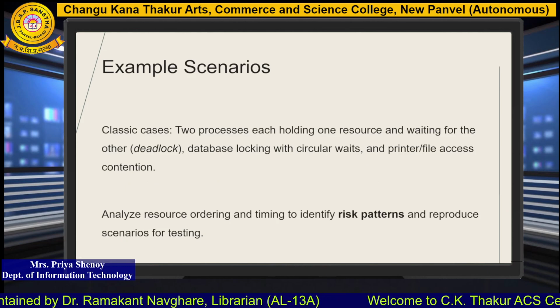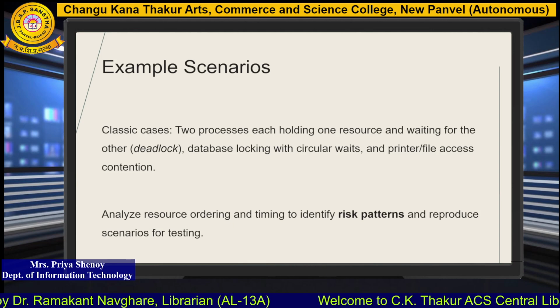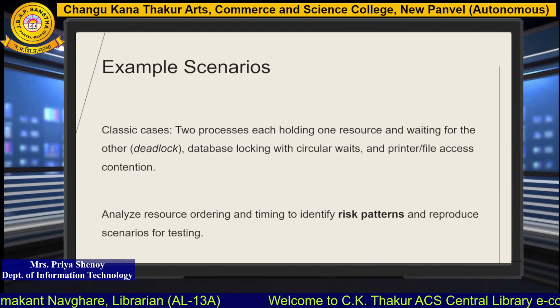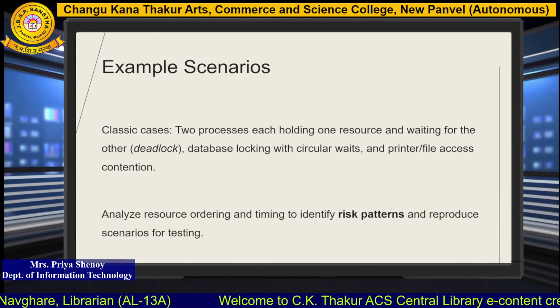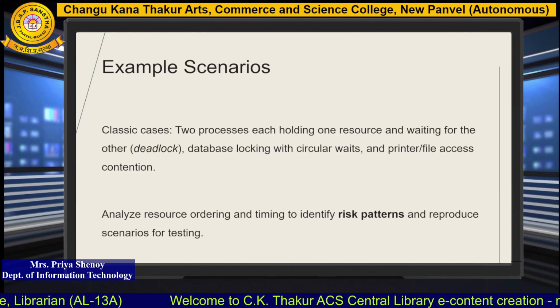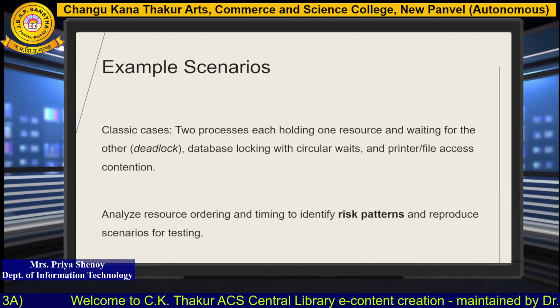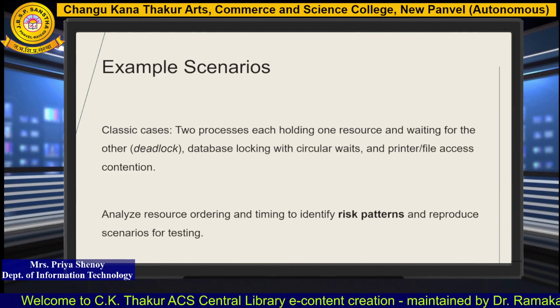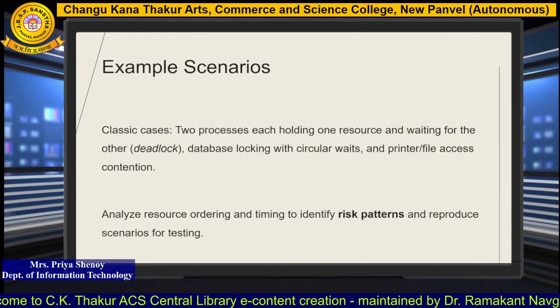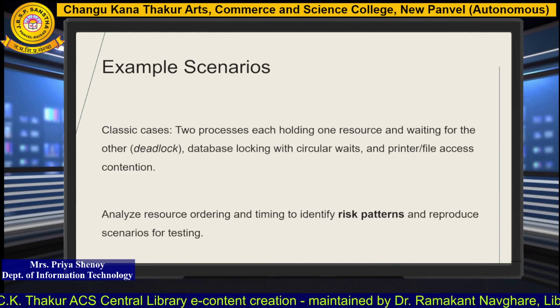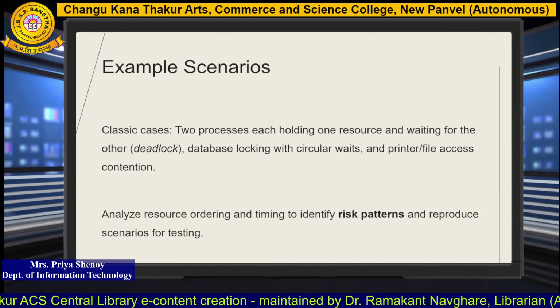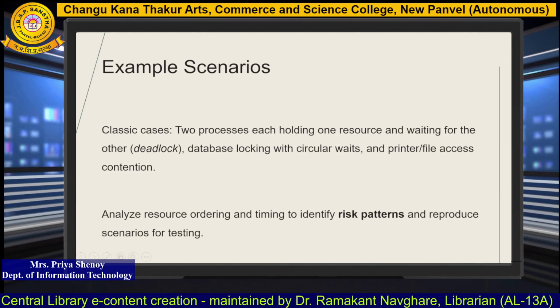Then there are two basic scenarios that we are considering. Suppose two processes are there, each one is holding one resource and it is waiting for another resource held by the other process. Then in that case, deadlock will occur. Another example is database locking with circular waits or printer or file access contention.